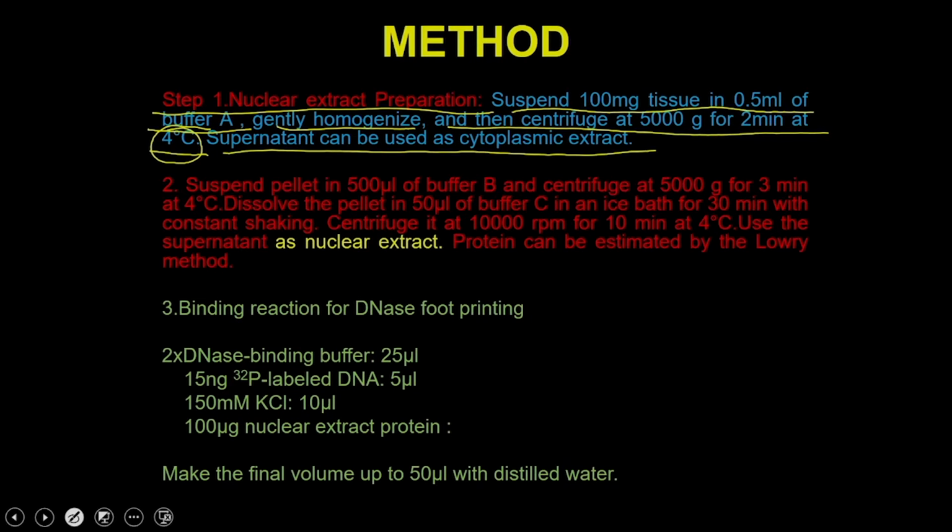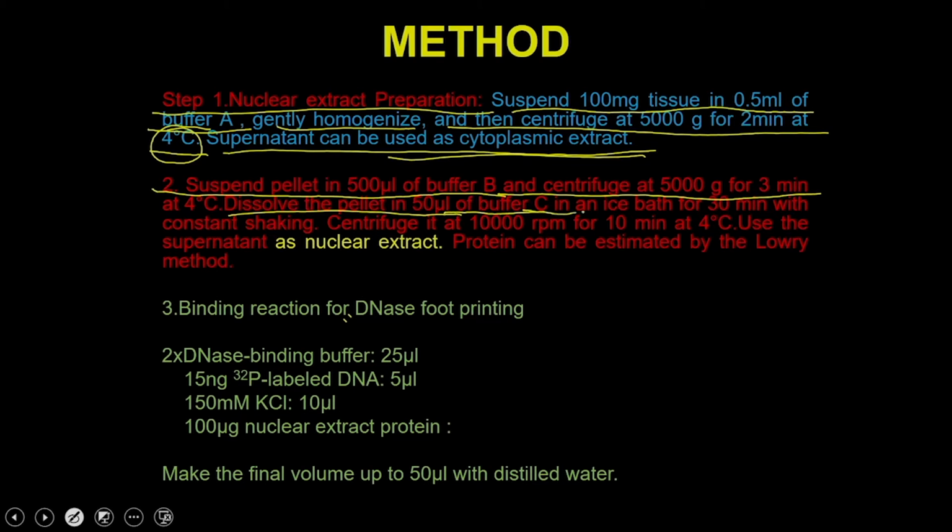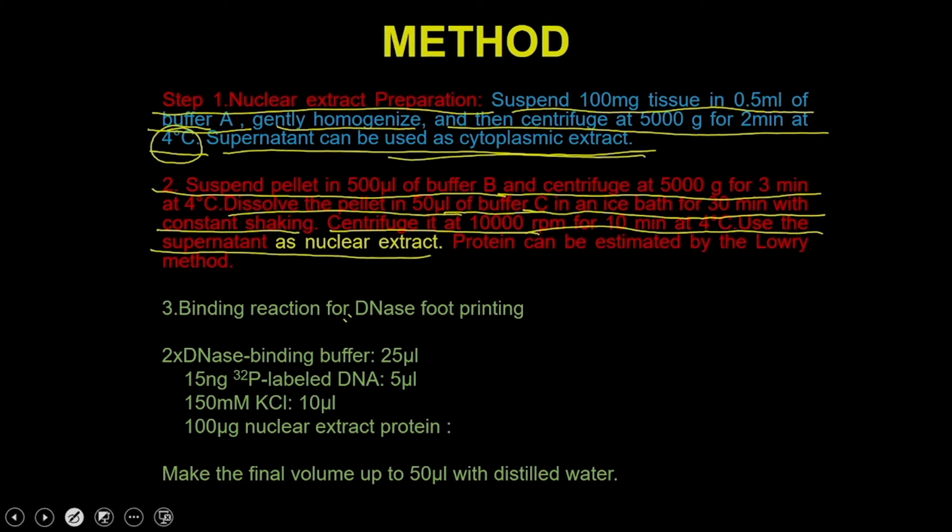Once you centrifuge you are going to get a pellet and the supernatant. The supernatant can be used as a cytoplasmic extract, whereas the pellet you will suspend in buffer B and centrifuge at 5000 g for another 3 minutes. Then you dissolve the pellet. After this also you are going to get a pellet and a supernatant. Then again you dissolve it in 50 microliters of buffer C on ice for 30 minutes with constant shaking. After this, once you centrifuge at 10,000 rpm, you are going to get the supernatant as well as the pellet, and that supernatant is known as the nuclear extract.